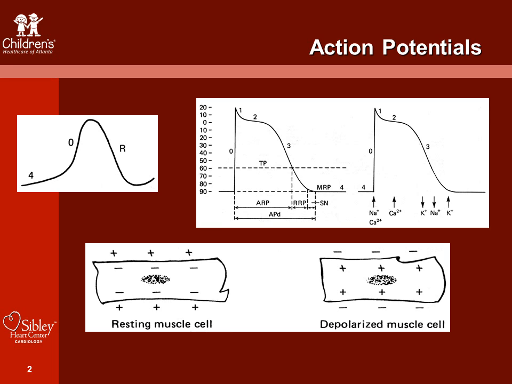In phase 2, known as the plateau phase of the action potential, it's sustained by a balance between inward movement of calcium and outward movement of potassium. Looking at phase 3, this is known as the rapid repolarization phase of the action potential. The calcium channels close while the potassium channels are still open. So this ensures a net outward current corresponding to a negative change in the membrane potential.